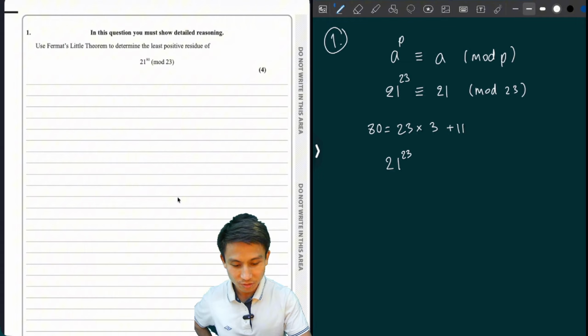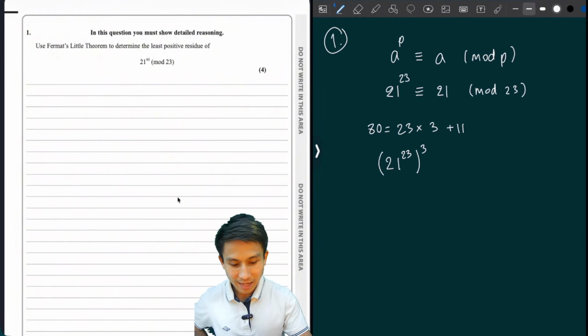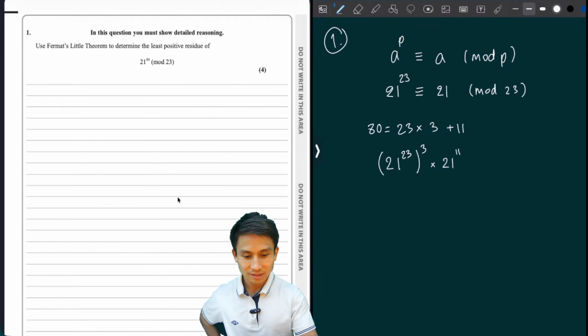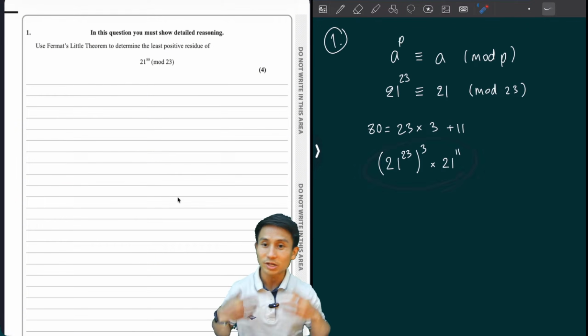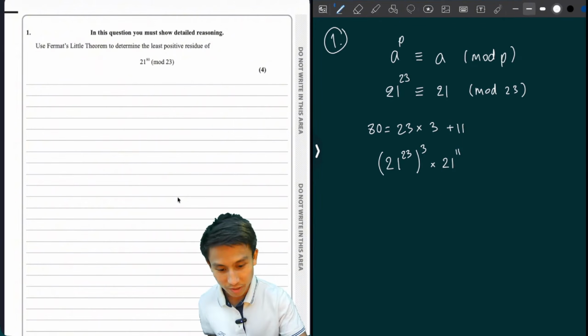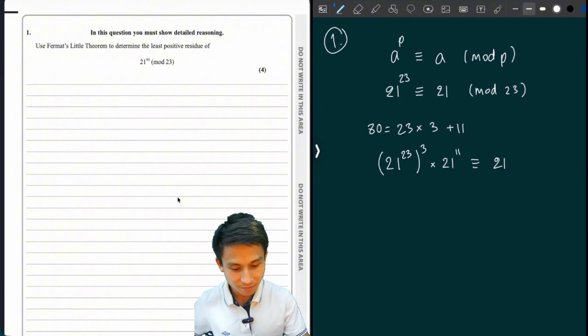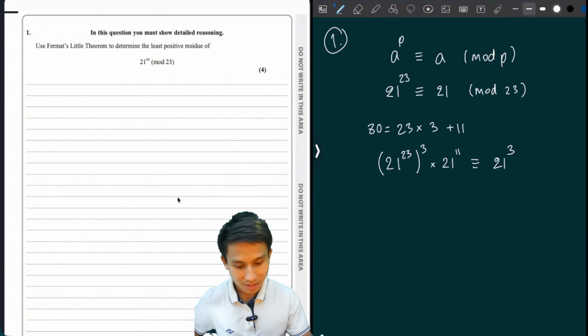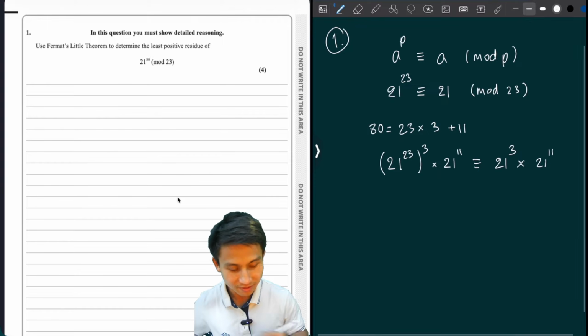So the reason why I did this is so that I know what to power 21 to the power of 23 to. So if I put that to the power of 3, and then multiply it with 21 to the power of 11 here, all of this will be 21 to the power of 80, which is what we want. But that is the left-hand side, so we want to do the same to the right-hand side, right? So that is also 21 to the power of 3, and also times 21 to the power of 11, right?